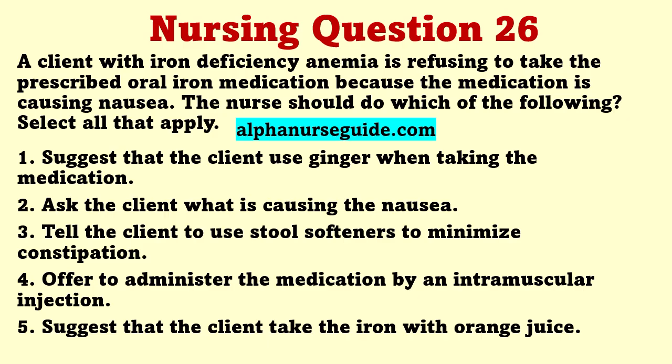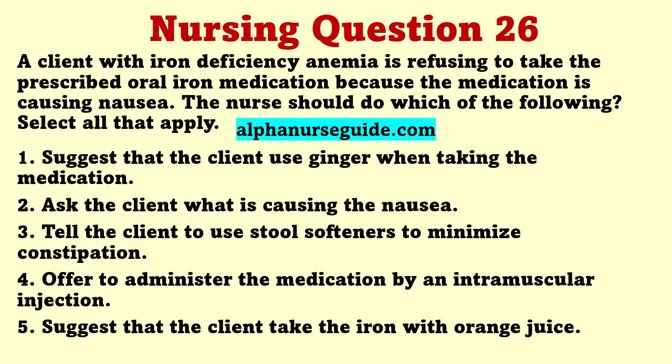The correct answers are 1. Suggest that the client use ginger when taking the medication, 2. Ask the client what is causing the nausea, and 5. Suggest that the client take the iron with orange juice. Nausea and vomiting are common adverse effects of oral iron preparations.